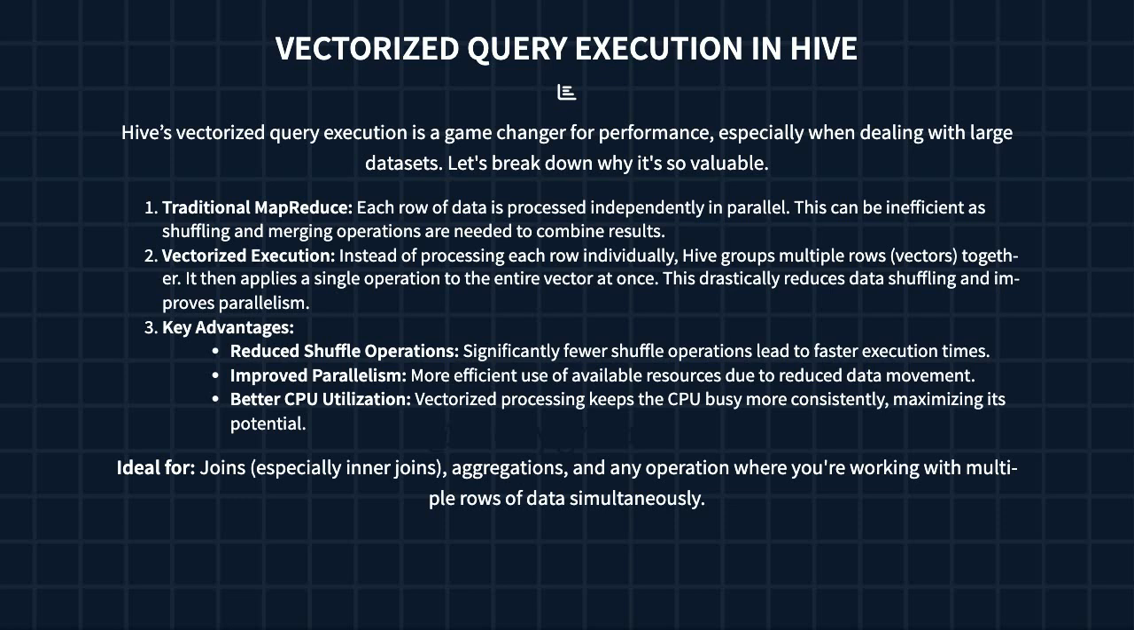Vectorized execution flips that approach. Instead of treating each row as separate, Hive groups multiple rows together into vectors. It then performs an operation on the entire vector at once. Think of it like running a single command across a whole set of instructions. This dramatically cuts down on the amount of data shuffling needed, which makes processing much faster and allows for better use of your cluster's resources. It's particularly beneficial for things like joins and aggregations where you're dealing with lots of related rows at the same time.